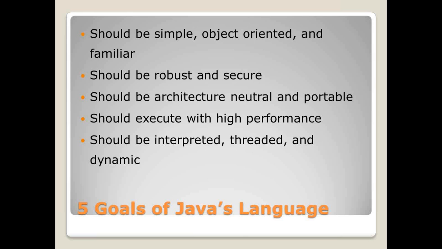Then only they can create these architecture-neutral programs, and it should execute with high performance, should be interpreted, and should support the threading concept. These are the requirements when they started this Java language, around 1991. A team led by James Gosling first named that language Oak. And in 1995, they renamed that language Java and released it around 1995.